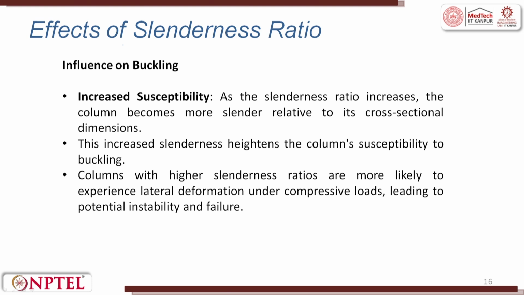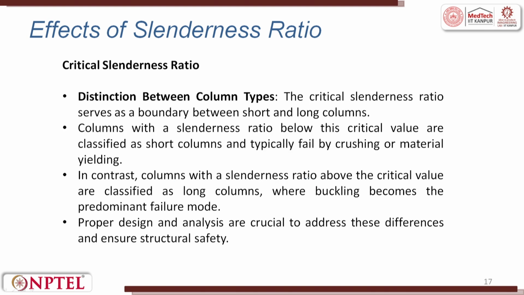The slenderness ratio influences the buckling. It increases susceptibility: as the slenderness ratio increases, the column becomes more slender relative to the cross-section dimension. This increased slenderness heightens the column's susceptibility to buckling. Columns with a high slenderness ratio are more likely to experience lateral deformation under compression load, leading to instability.